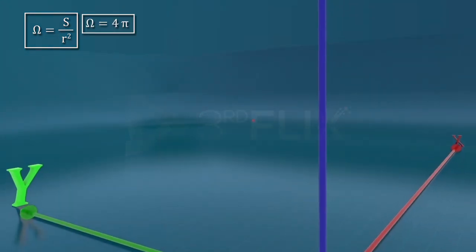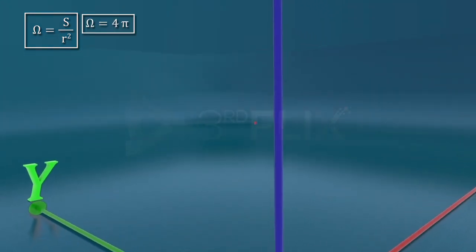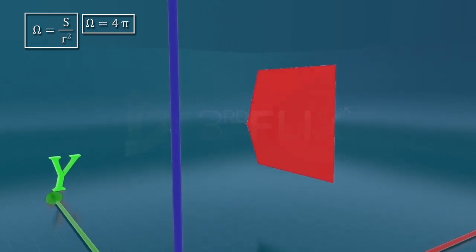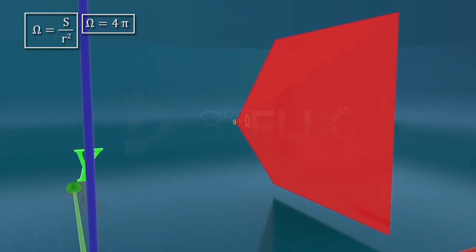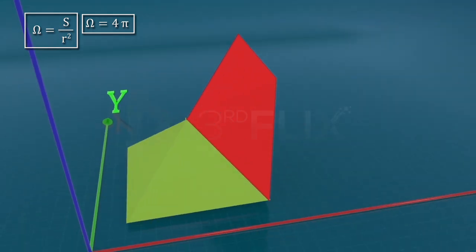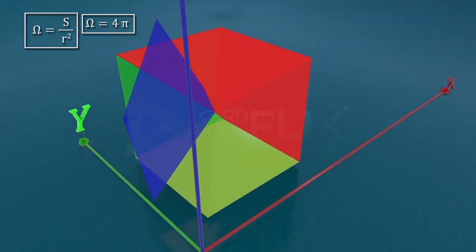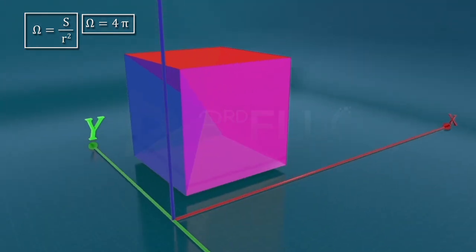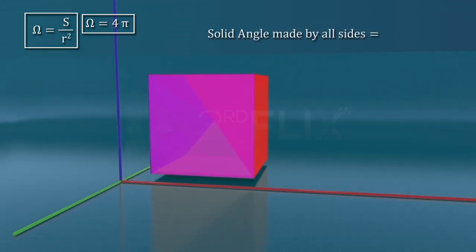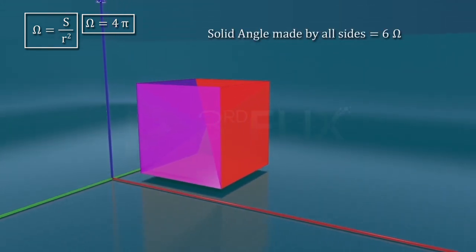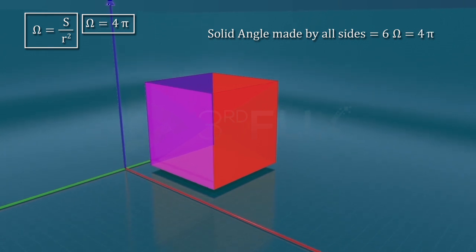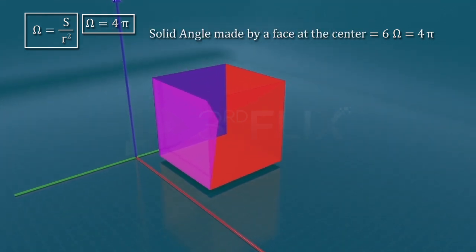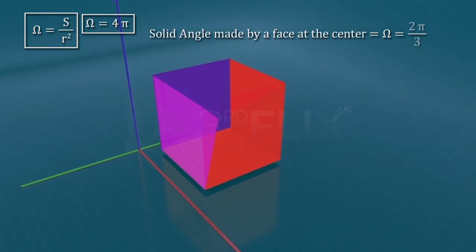For example, let us find the solid angle omega made by one of the faces of a cube at its center. From symmetry, it can be inferred that each face makes an equal solid angle at the center. Total solid angles made by all faces, 6 omega, must be equal to 4 pi. Hence, solid angle made by a face at the center is equal to 2 pi by 3.